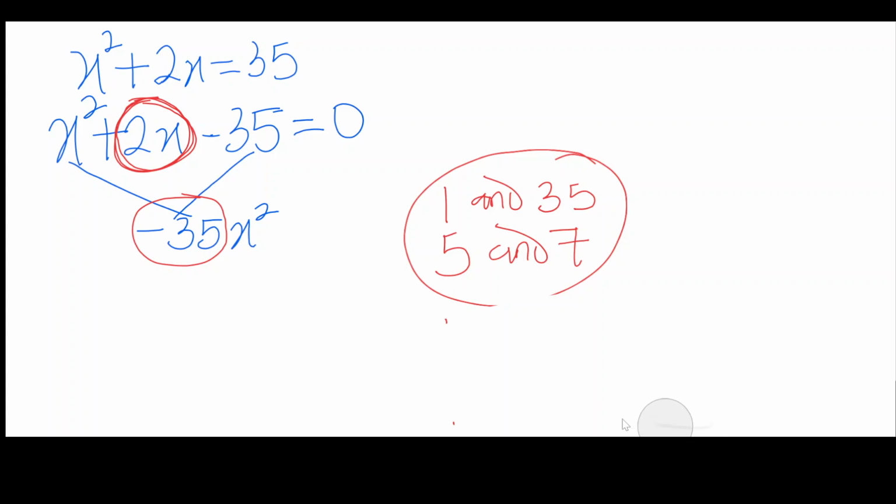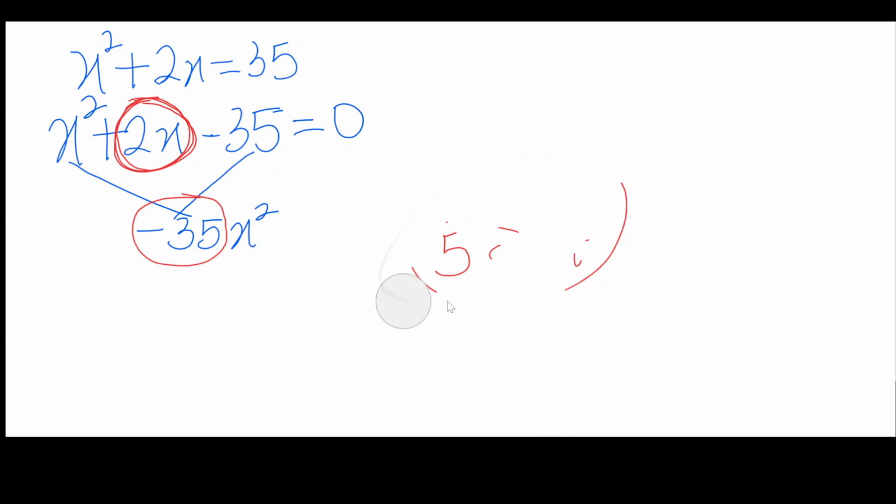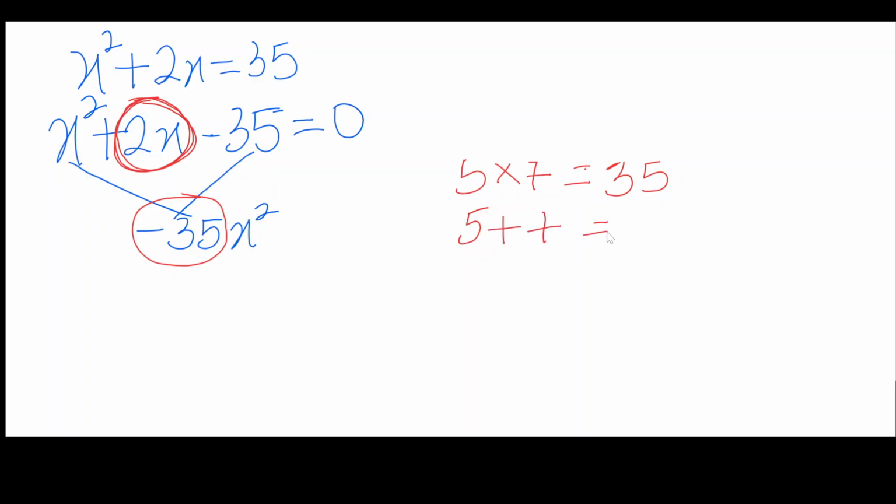Now let's consider 5 and 7. So we have 5 and we have 7. When I have 5 multiplied by 7, of course, it's going to give me 35. But if I have 5 plus 7, it's going to give me 12. It does not satisfy 2x as I have in the question. So I can't use positive 5 and positive 7.